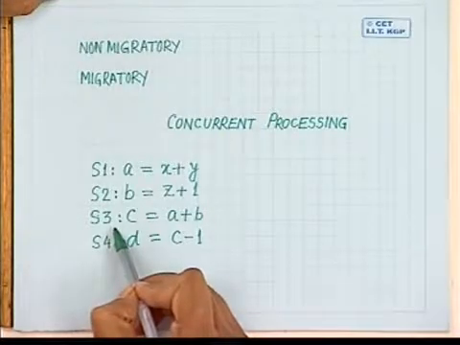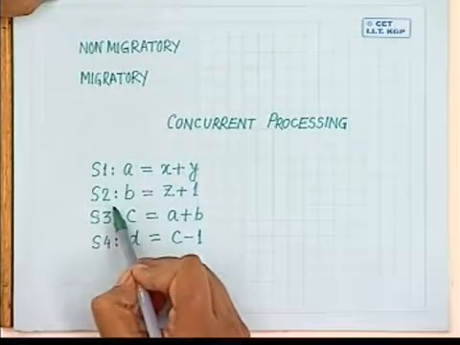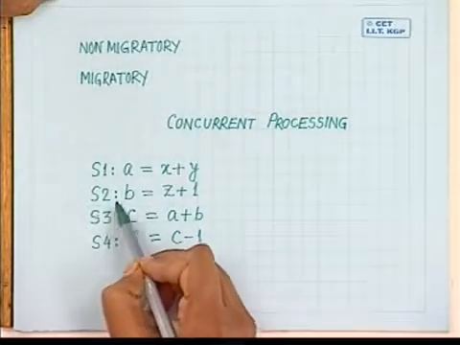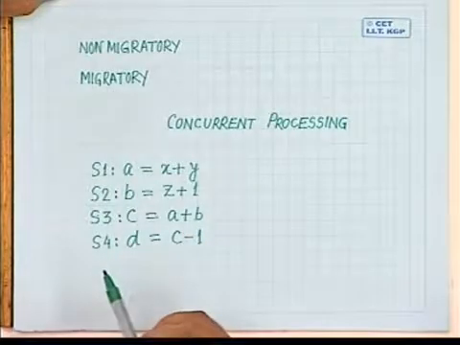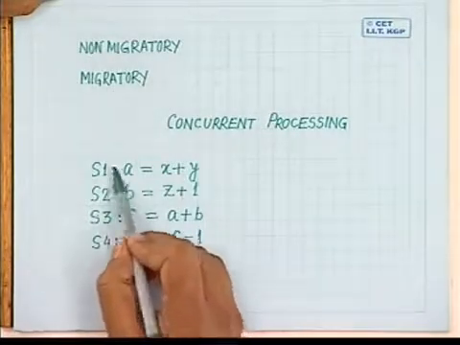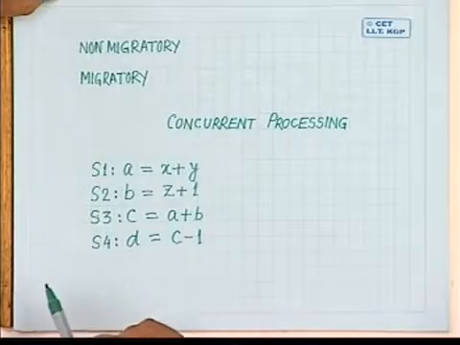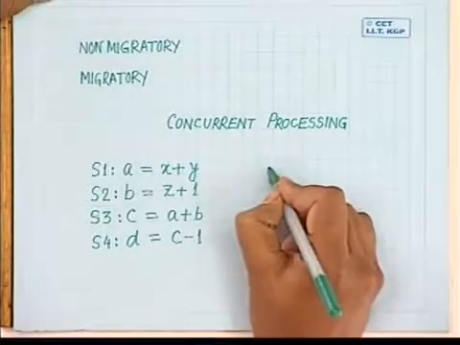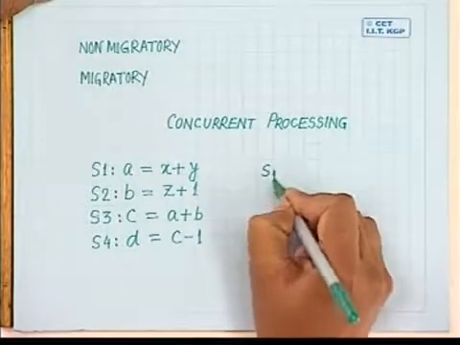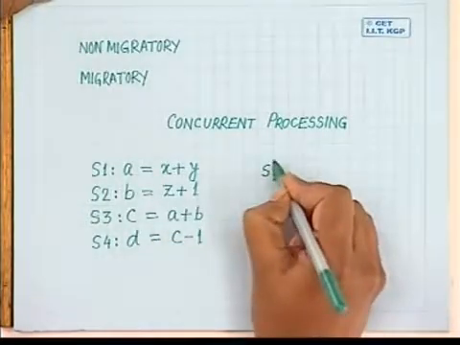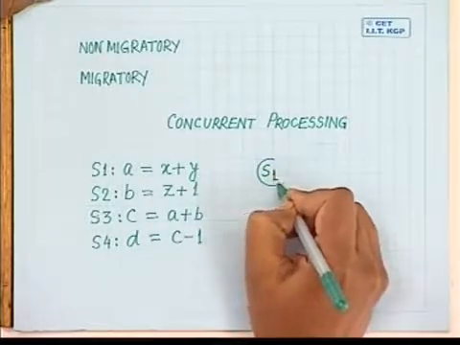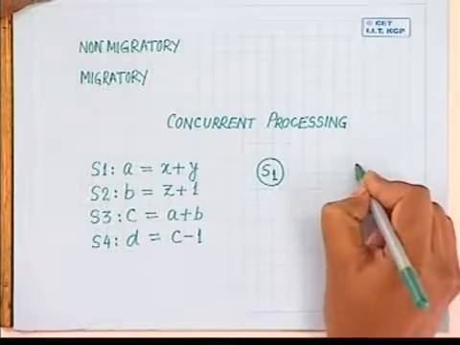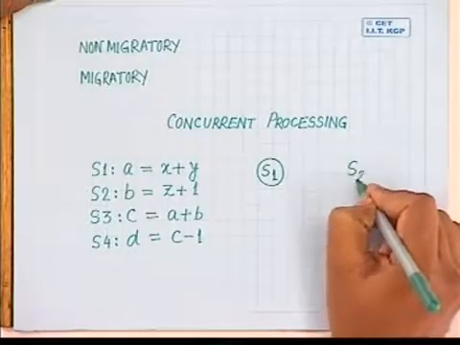S3 cannot be computed concurrently with S1 and S2. Similarly, S4 cannot be computed concurrently with any of them. So that tells me an order in which these statements are to be computed. I can compute S1 anytime. So I represent this graphically where S1 is a node. I can compute S2 concurrently with S1.